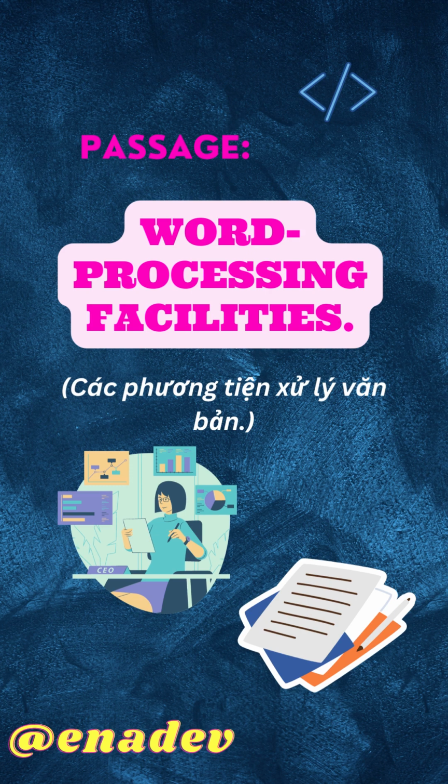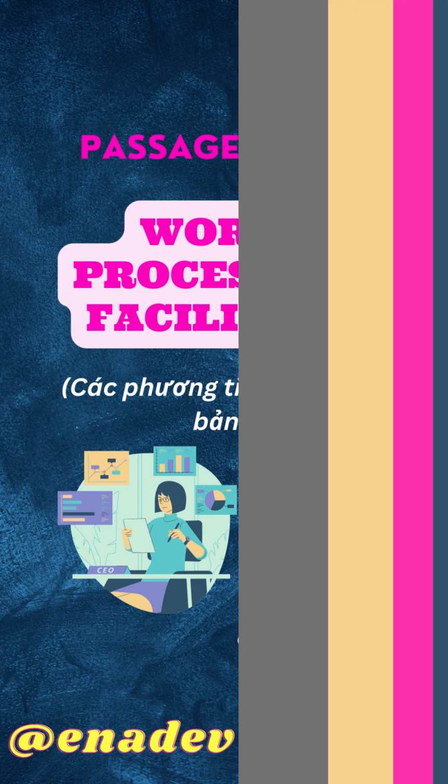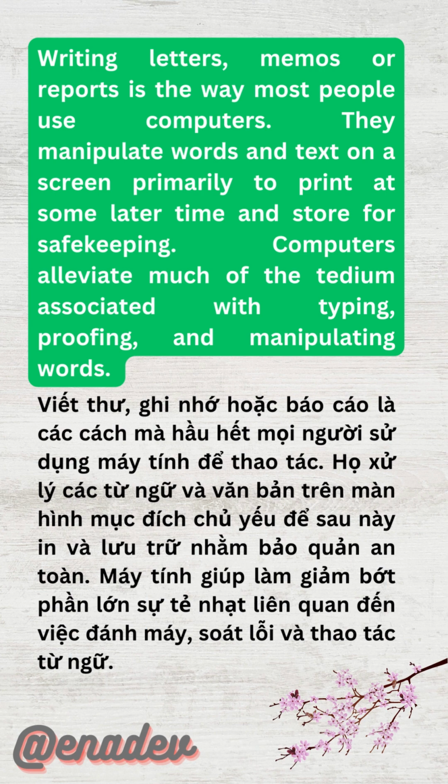Word processing facilities. Writing letters, memos, or reports is the way most people use computers. They manipulate words and text on a screen primarily to print at some later time and store for safekeeping.